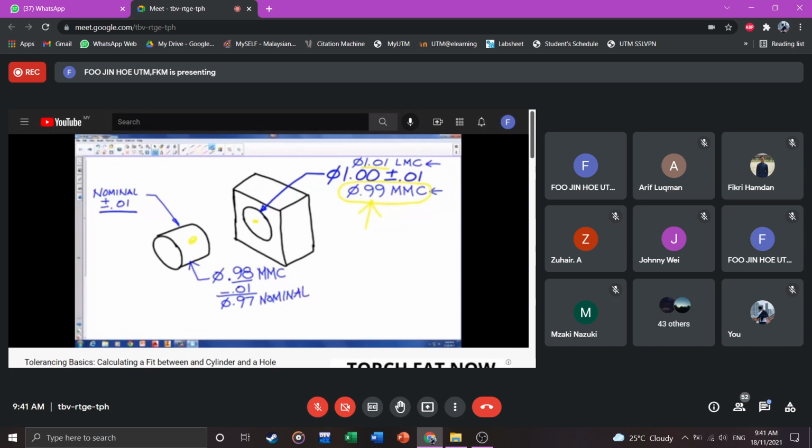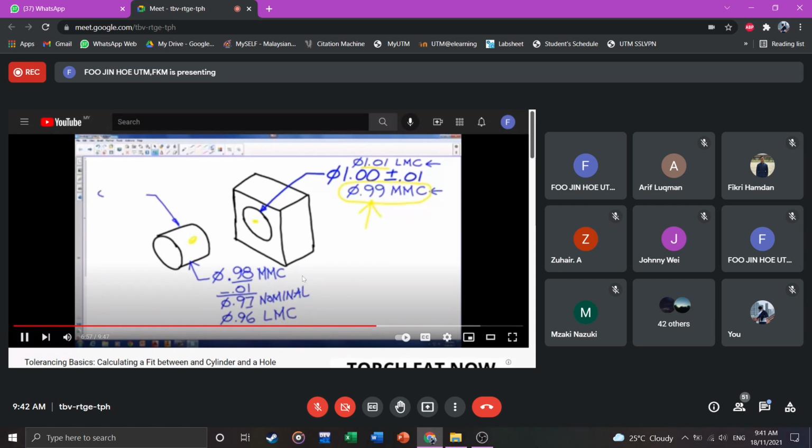So that means if this is nominal, then we could even subtract another 0.01 from that and wind up at the smallest diameter for this cylinder at a diameter of 0.96. And since the cylinder would be at its smallest diameter, we would say that the cylinder at that point is at least material condition. All right. So the answer to our problem of nominal size plus or minus 0.01 for this cylinder, we've pretty much calculated now. So I'm just going to write that in and then we'll just run through it real quick.